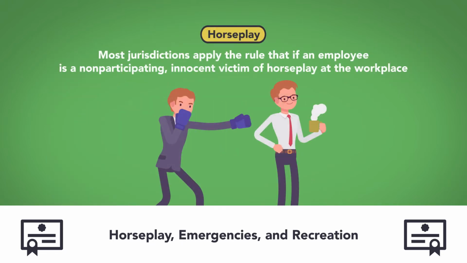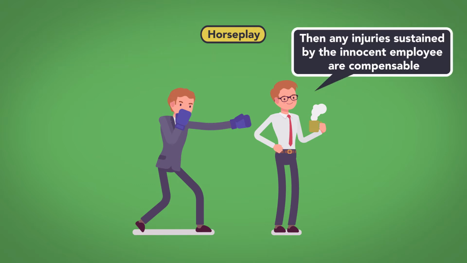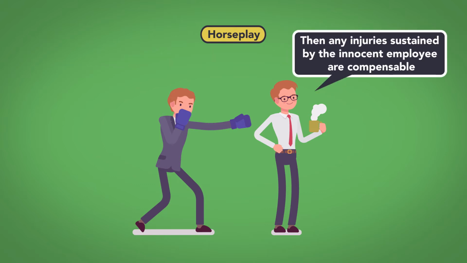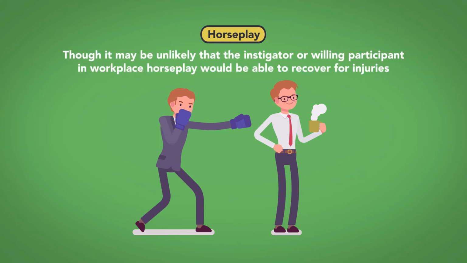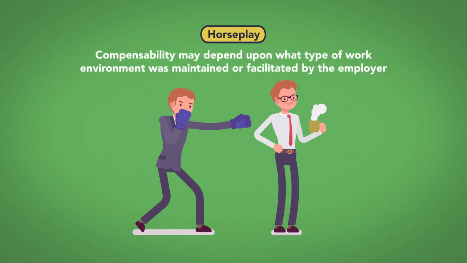Horseplay. Most jurisdictions apply the rule that if an employee is a non-participating innocent victim of horseplay at the workplace, then any injuries sustained by the innocent employee are compensable. Though it may be unlikely that the instigator or willing participant in workplace horseplay would be able to recover for injuries thus resulting, compensability may depend upon what type of environment was maintained or facilitated by the employer.